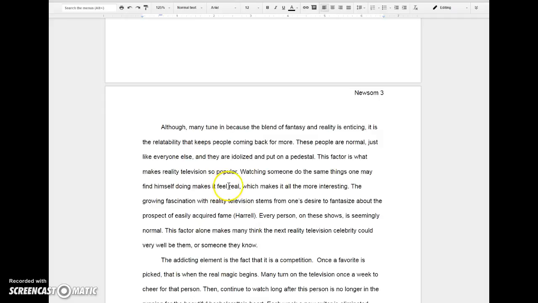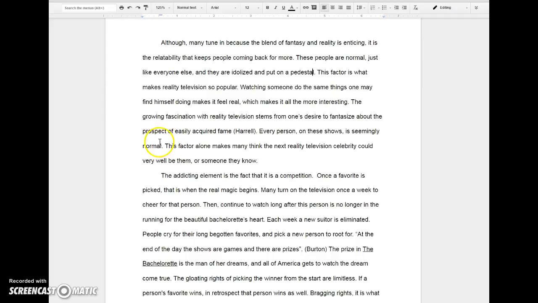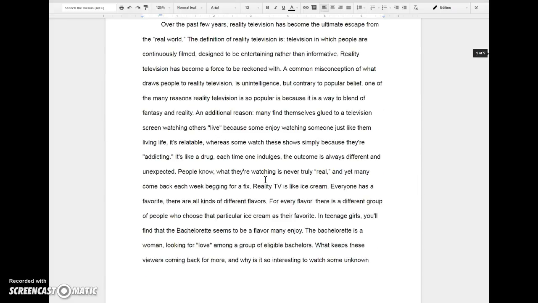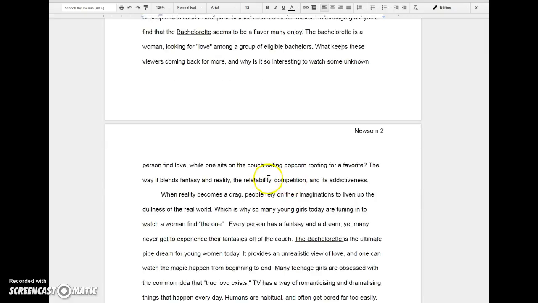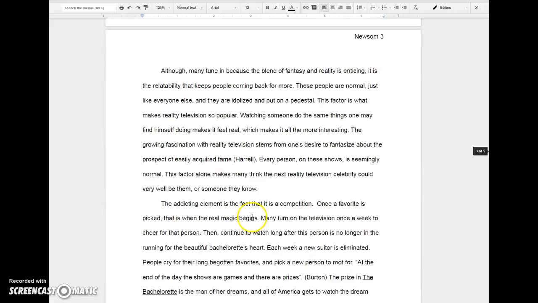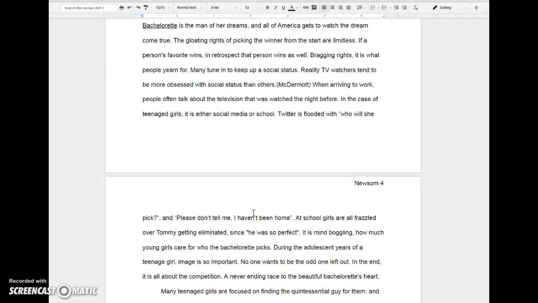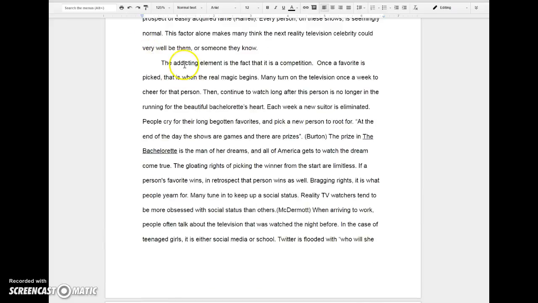"People tuning back for more, it makes it feel real, which makes it more interesting, and the fascination grows." Okay, and from the fascination, I think that these causes, much like good essays will do, build upon one another. So they become fascinated, which can lead to an addicting element. All right, and so you see up here, let me go all the way back up, went too far. You see competition and addictiveness. Those are the last ideas mentioned, and those are the last ideas addressed: addicting competition. So there's something to be said for considering the overall structure or architecture, if you will, of the essay.